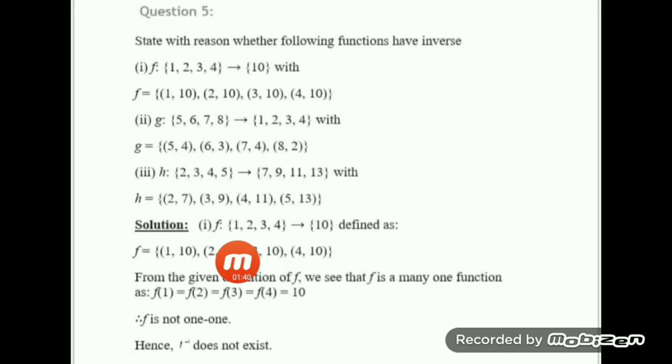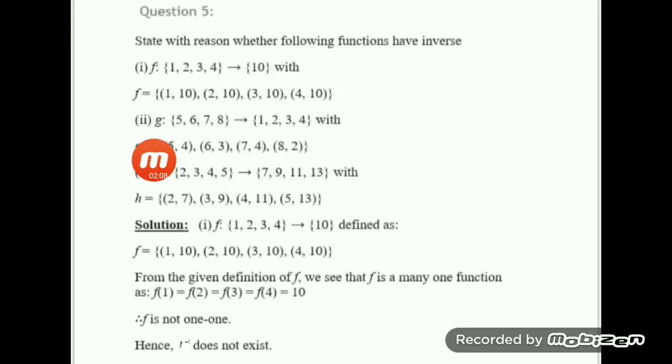So, I have written the solution like this. First, you write down the given function and how it is defined. Since it is not invertible, it is sufficient to give an example. From the given definition of f, we see that f is a many-1 function. Why? Because f(1), f(2), f(3), f(4), all go to 10. Hence, f is not 1-1. Hence, f inverse does not exist. I hope you understand it.